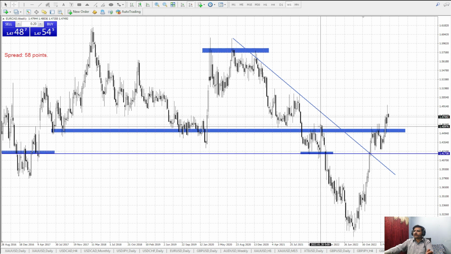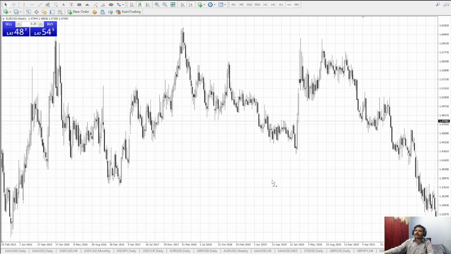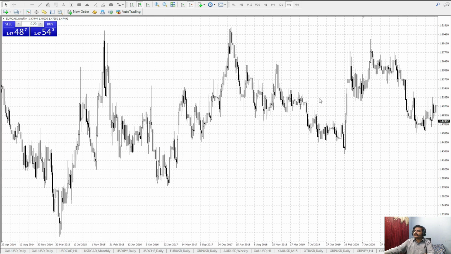retest, even a double top, and the market dropped. Is it any hard? No, my friends, this is not hard. Let me delete it and let me give you another example. Let's see this one.